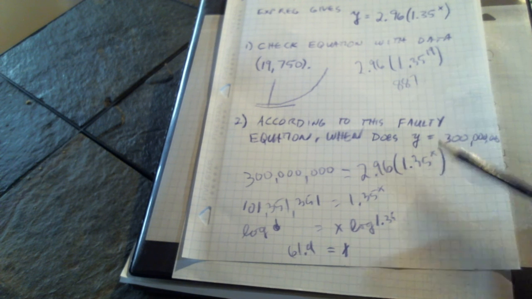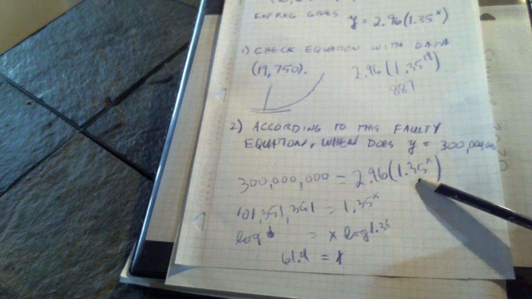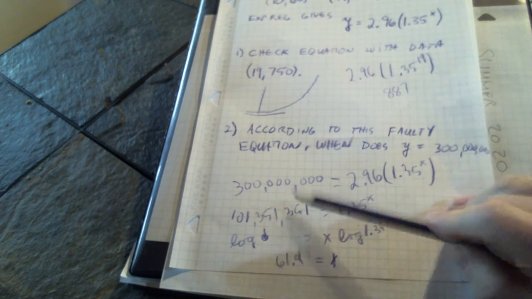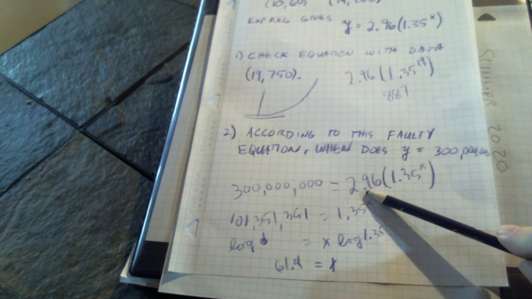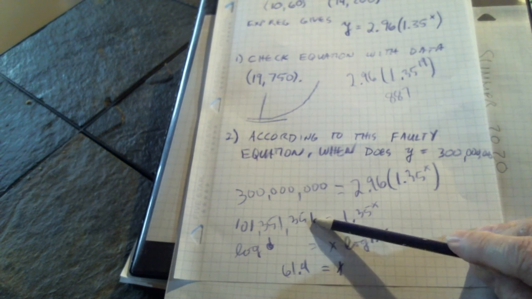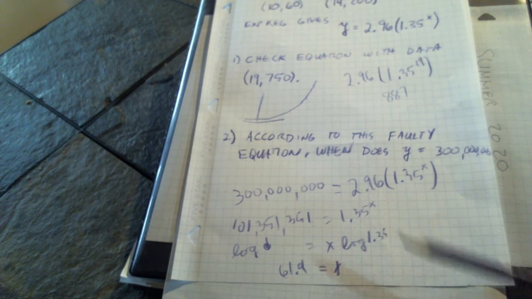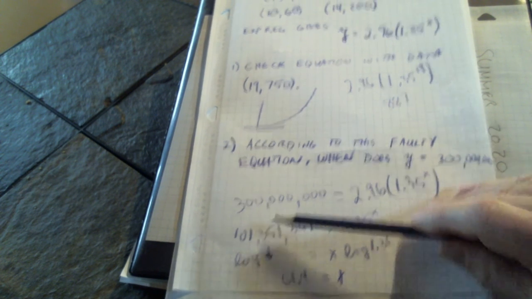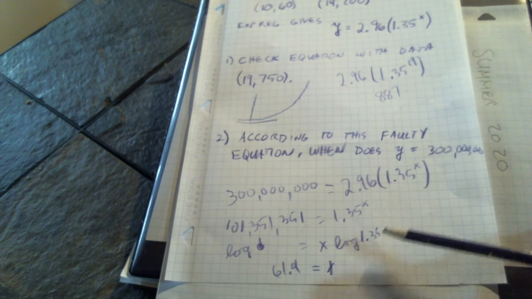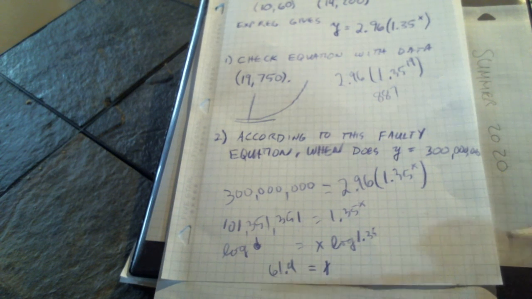We're going to have to use logs, but not first, because read the problem, 2.96 times 1.35 to the x. So you have to divide by that 2.96. So this is almost 3. Do you see it? So we get just slightly more than 100 million, because we have 300 million divided by almost 3. So I got 101 million. And now you take logs of both sides, and x is equal to the log of 101 million divided by the log of 1.35, which surprisingly comes down to be 61.4 days from day 0.